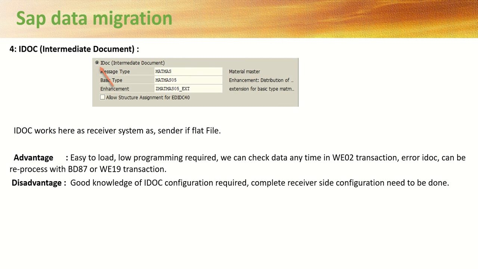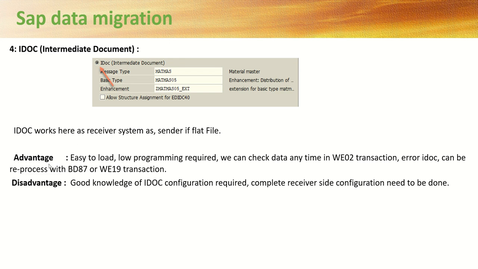The last one is the IDOC, that is intermediate document. IDOC works here as a receiver system. If you have already worked on IDOC, in IDOC processing, we require two systems. One is the sender, second is the receiver. So here, the flat file works as a sender system, and SAP works here as a receiver system.